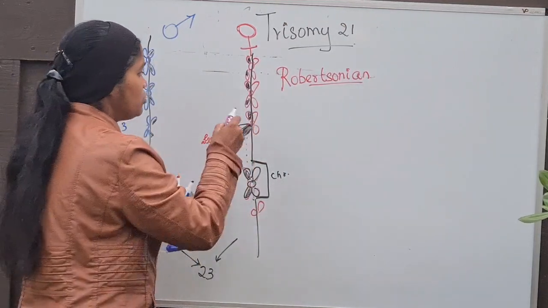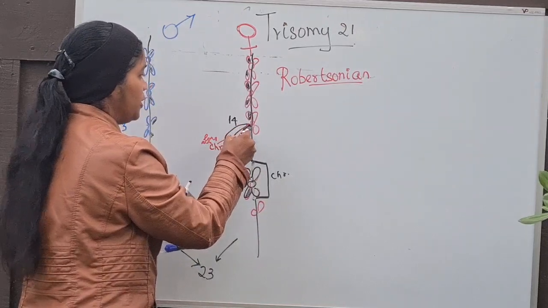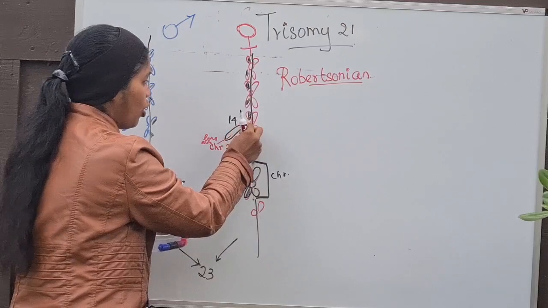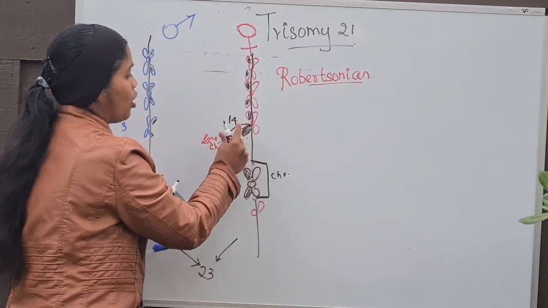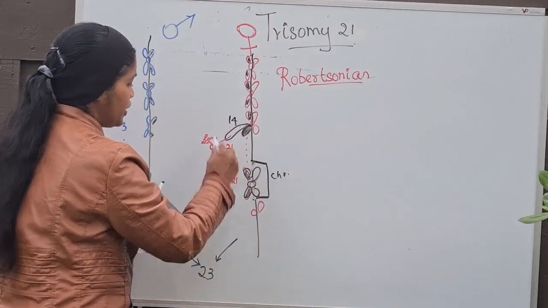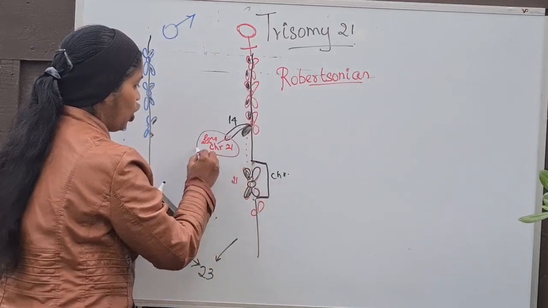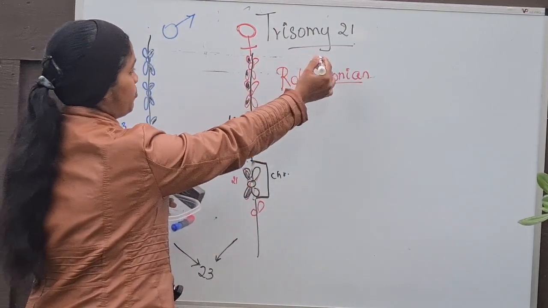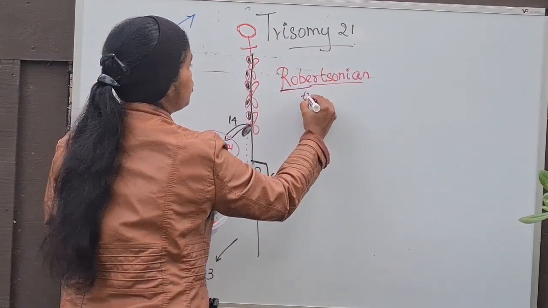Fine. So because of this Robertsonian translocation, now when this gets non-disjuncted, along with the long arm of chromosome 14, an extra long arm of chromosome 21 is presented to the offspring. So therefore they will be having one extra long arm of chromosome 21 and they will be forming a trisomy. So this is what is known as Robertsonian translocation.